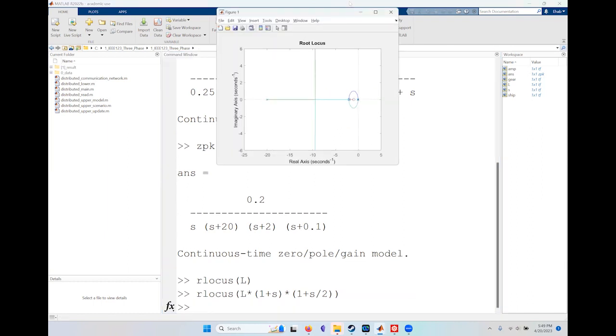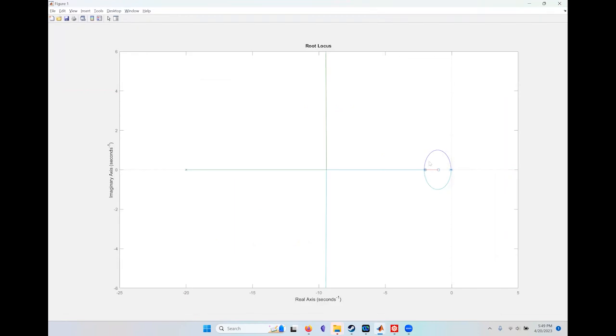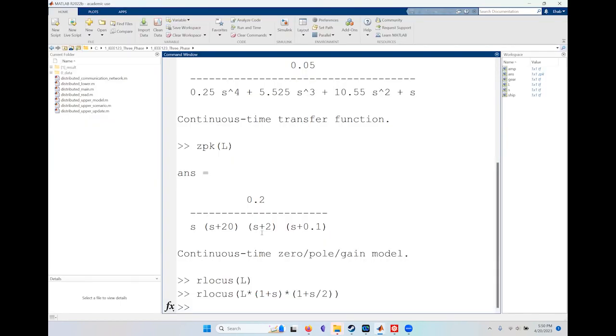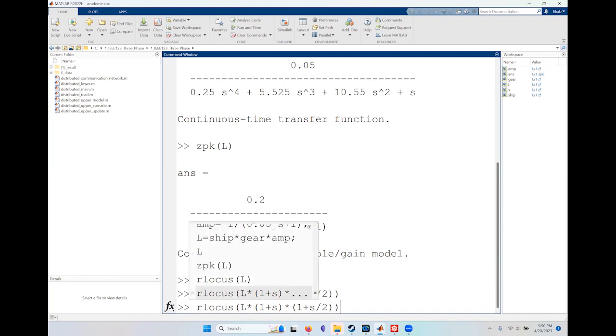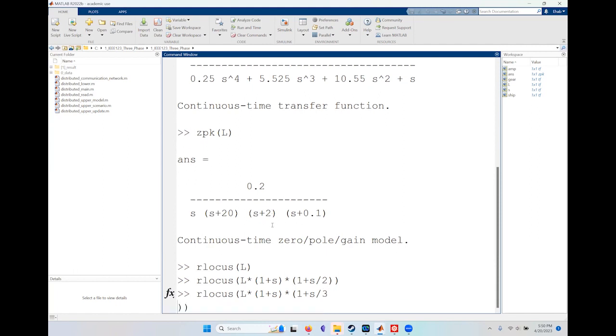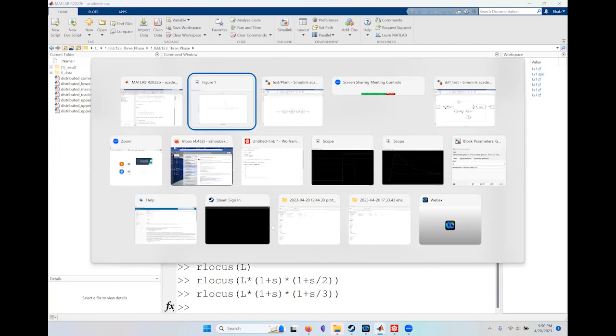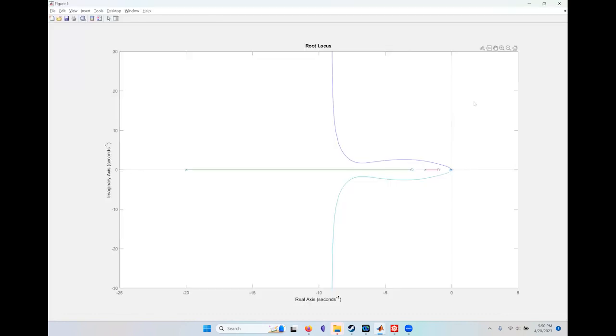I want to change this up a little bit. I don't want to keep the zero at 2 because there's already a pole at 2, which is fine. It's not a problem, you just get a pole zero cancellation that doesn't affect anything. But just to simplify things a bit, I'm going to put the zero at a different place. Let's say I put the zero at 3. I get something like this, which is also good.